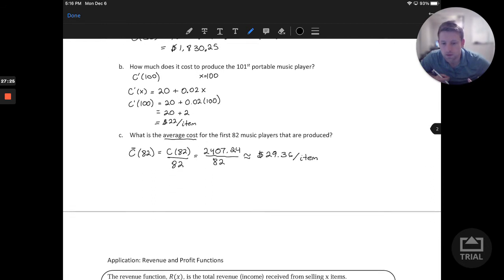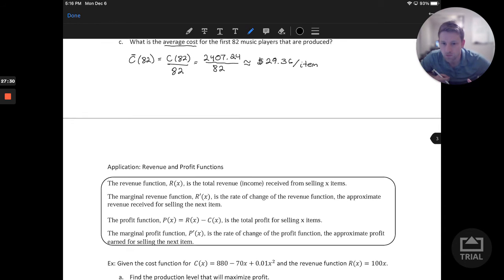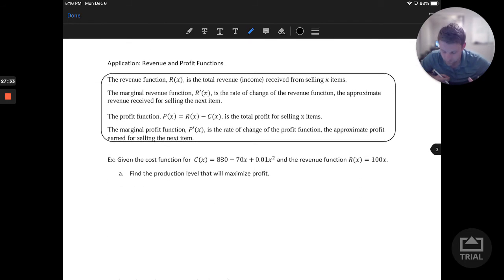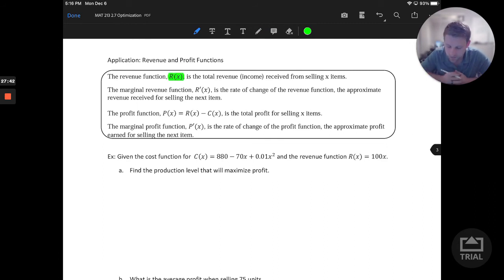Let's continue with our work here, and we'll take a look at an application building off of cost, which is the revenue and the profit functions. Starting with the revenue function, we'll call this the function R of x. This is the total revenue or income received from selling x items. So that would be an income revenue function. The marginal revenue function we call R prime of x is the rate of change of that revenue function, or we could say the approximate revenue received from selling the next item.